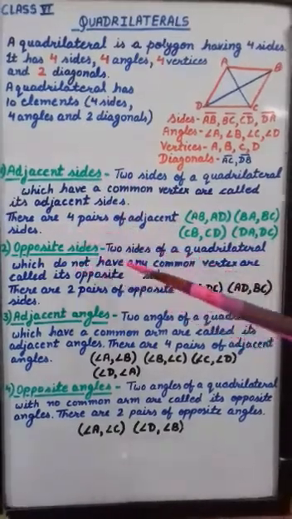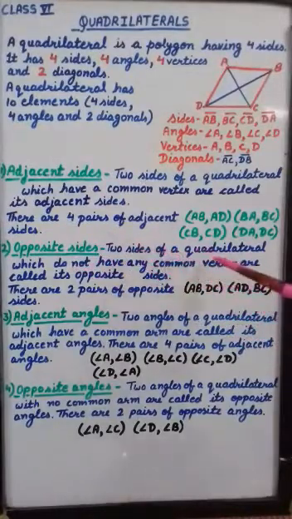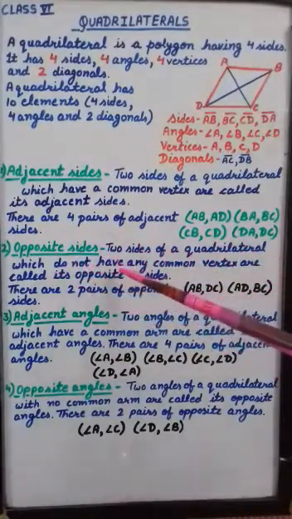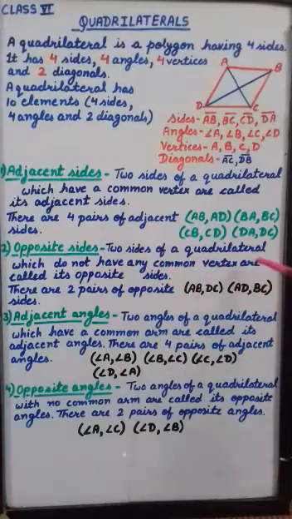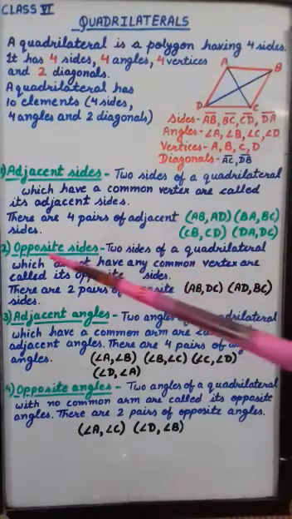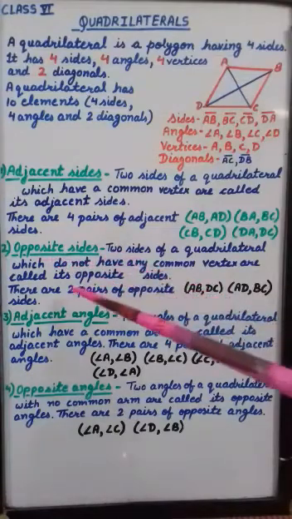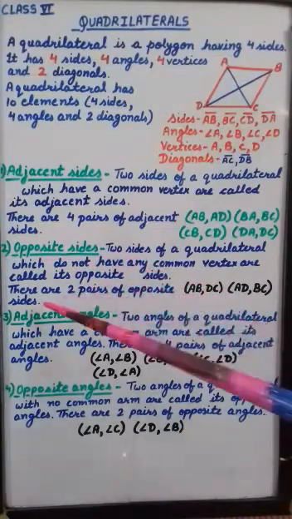Now coming to opposite sides. Two sides of a quadrilateral which do not have any common vertex are called its opposite sides. In this figure, as we can see, sides which are just opposite to each other are called opposite sides. Now the first pair of opposite sides is AB, DC. They are opposite to each other. And the second pair is AD and BC. So when we are talking about opposite sides, there are two pairs of opposite sides.